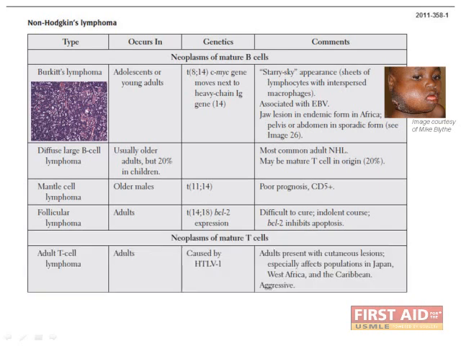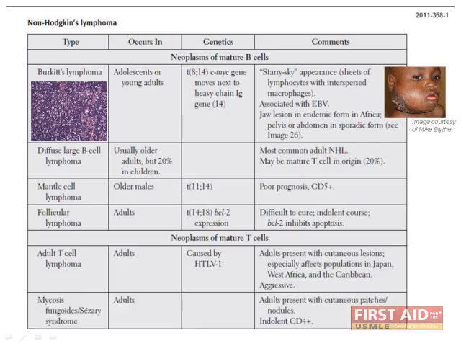Adult T-cell lymphoma is caused by human T lymphotropic virus and is a particularly aggressive lymphoma. It occurs in about 1 to 5% of patients with HTLV and usually presents about 20 years after exposure. Symptoms include cutaneous lesions. Mycosis fungoides, or Sézary syndrome, used to be thought of as a fungus, but is now recognized as a cutaneous T-cell lymphoma. It occurs in adults and usually presents with cutaneous patches or nodules.